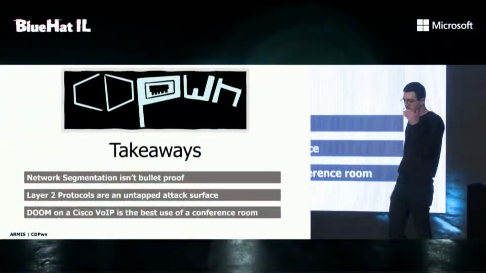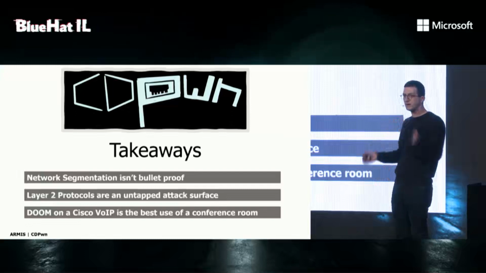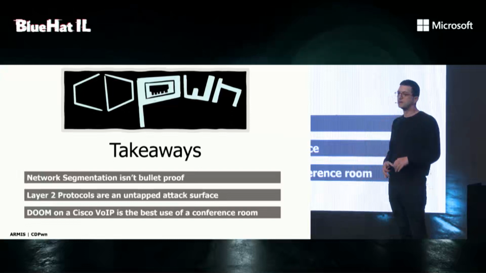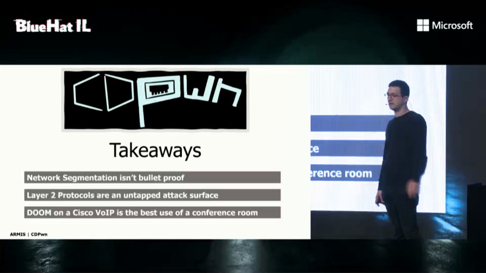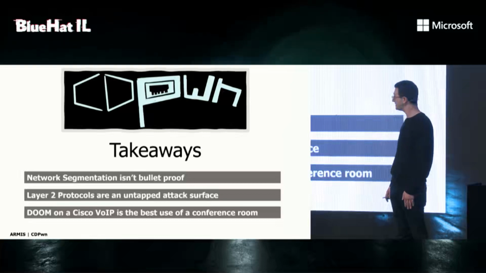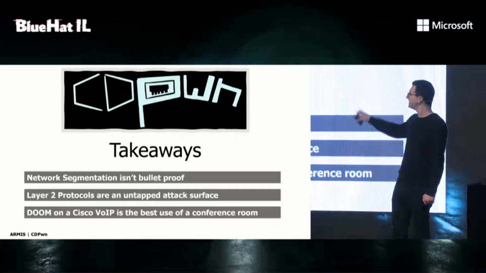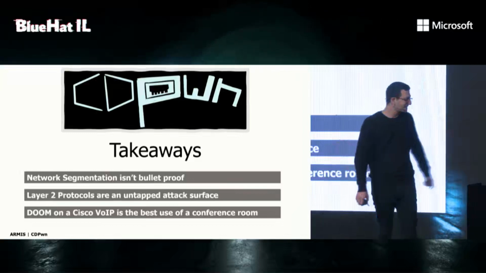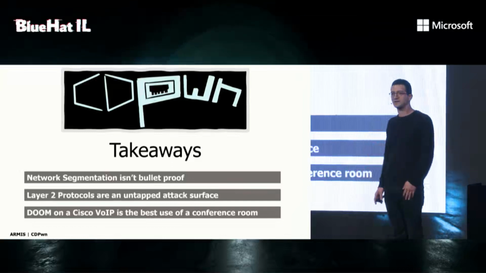The second bullet, I think, is what do we now know about layer 2 protocols? There are many of these. It's a very large attack surface. CDP and LLDP are only two protocols. There are maybe a dozen of these. So it's an untapped attack surface, and much more research needs to be done to understand vulnerabilities in that space. And lastly, but most importantly, whenever you're bored in some meeting room, in a conference room, Doom on a Cisco IP phone is probably the best use of your time. And if anybody has questions, I don't think we have microphones, but if you have any questions, then maybe we can try and answer them.